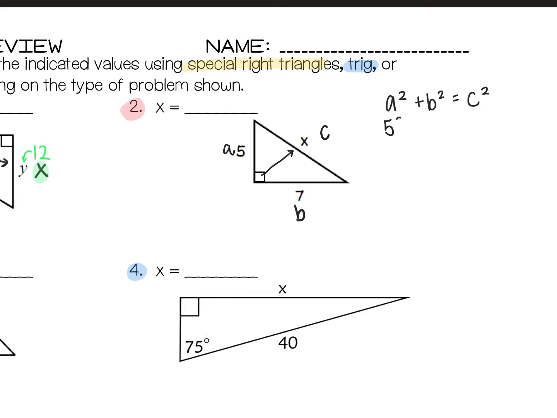So when I plug it in, it looks like 5 squared plus 7 squared equals x squared. 5 squared is 25. 7 squared is 49. And then I add those two together, and I get 74. To solve for x, I have to take the square root, and you're welcome to just leave it as square root of 74 unless it says round to the nearest tenth.